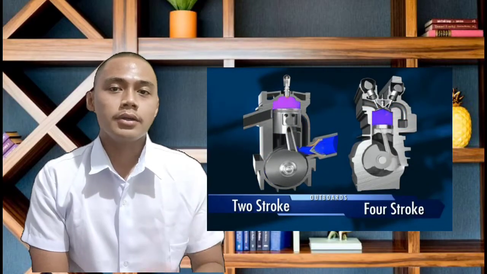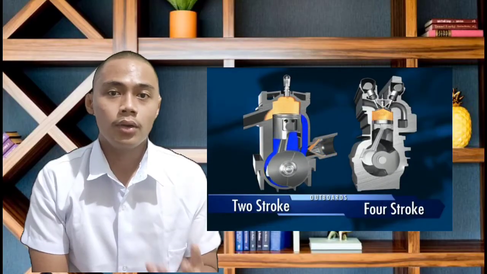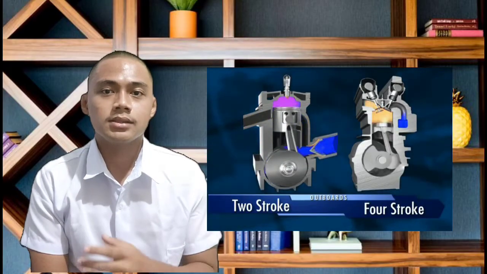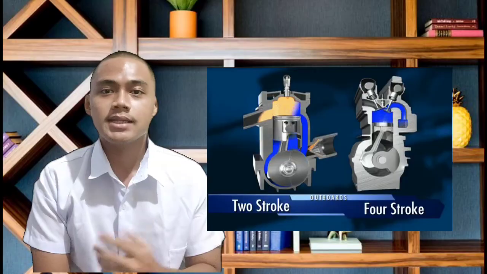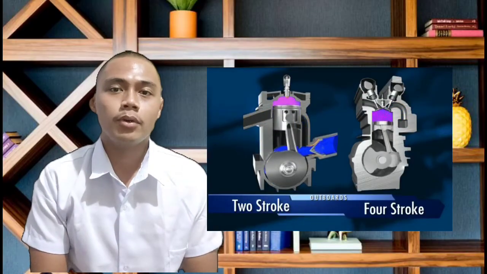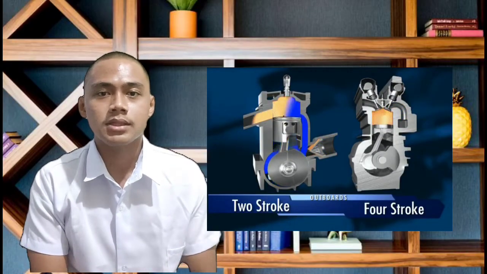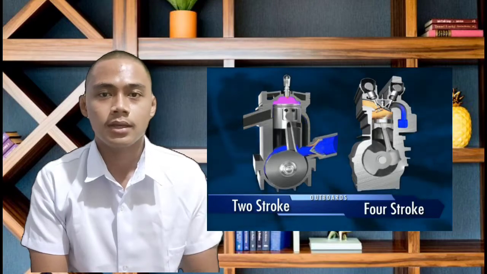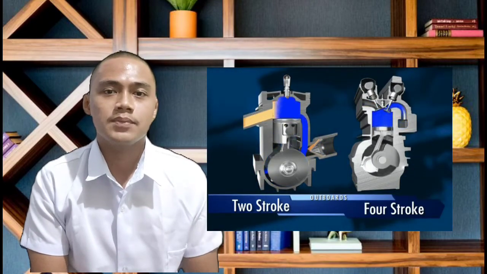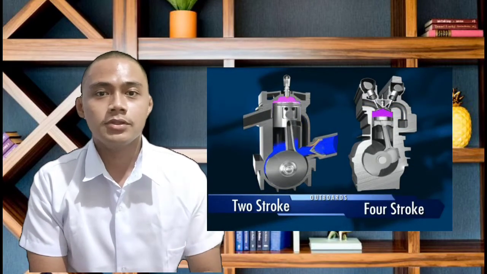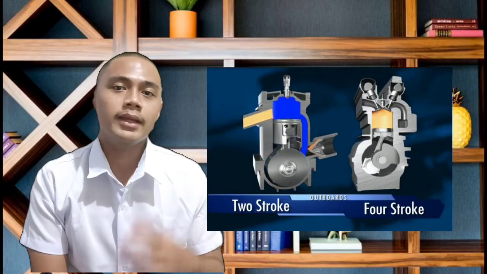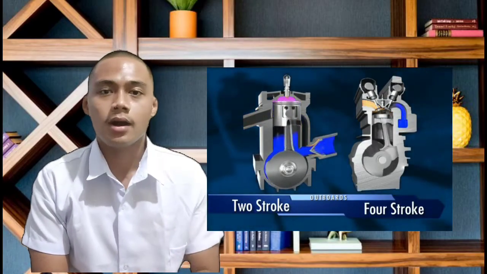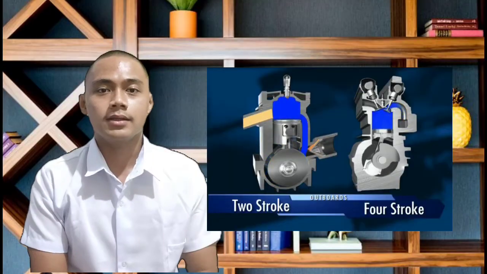2-stroke engines are usually used in smaller, lower-powered engines such as scooters, jet skis, small outboard motors, and lawn equipment such as lawn mowers and chainsaws. It is also used in ships' propulsion. 4-stroke engines, on the other hand, are mainly used in automobiles like cars, trucks, and other vehicles.